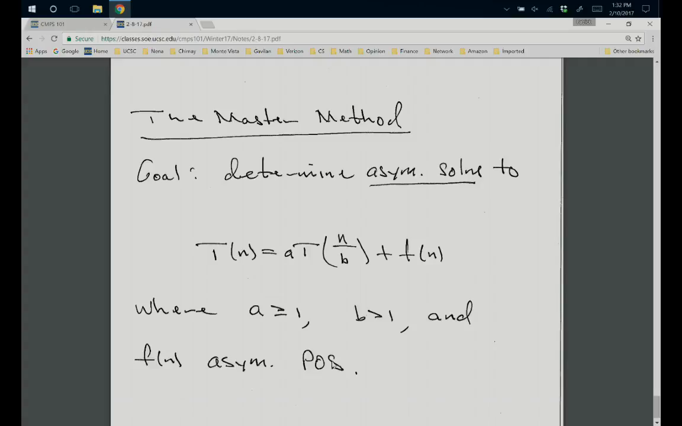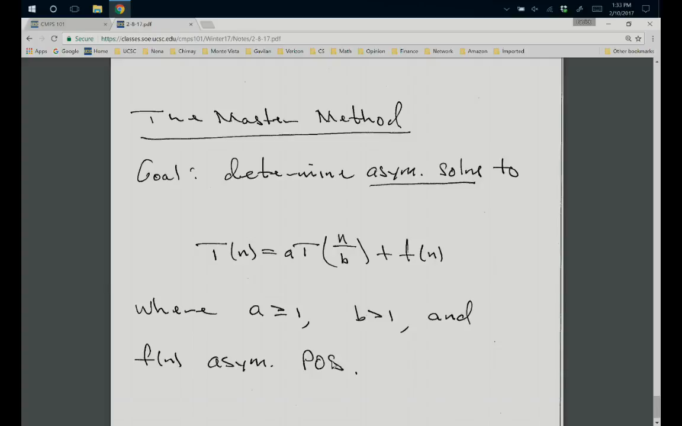We'll do that slowly. Case 1: if f of n is in the class big O of n to the power log base b of a minus epsilon for some positive number epsilon, then T of n is in the class theta of n to the power log base b of a. That's case one.